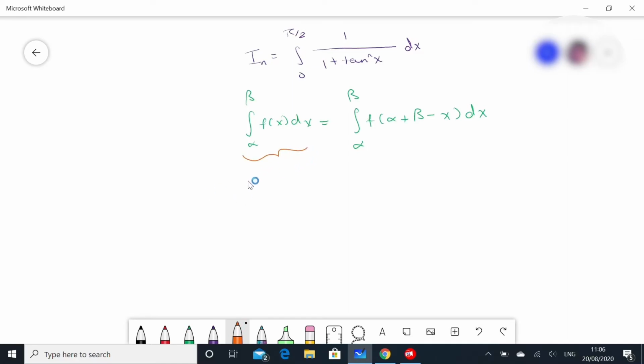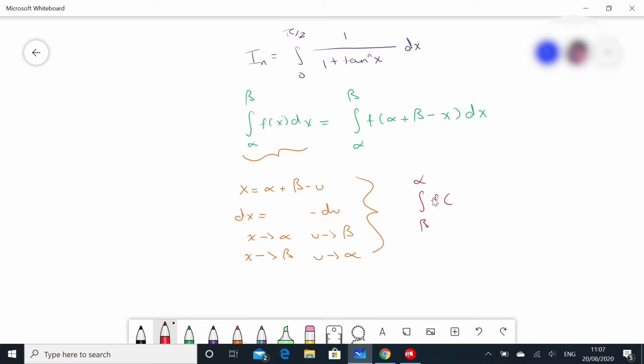Alright, so we're going to let x equal alpha plus beta minus u. So dx obviously equals negative du. As x is approaching alpha, u approaches beta, and as x approaches beta, u approaches alpha. So using this, if we transform this integral here, we're going to get the integral from beta to alpha of f of x, which is this, alpha plus beta minus u, and then we have to multiply it by negative du. So let me put the negative there, the du here.